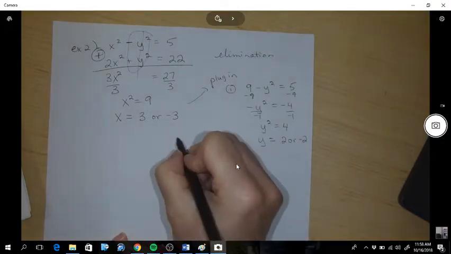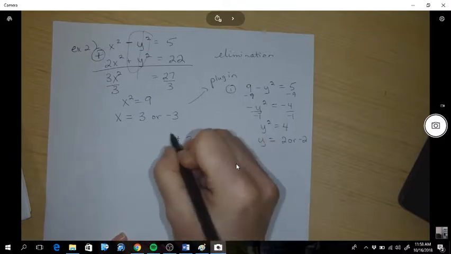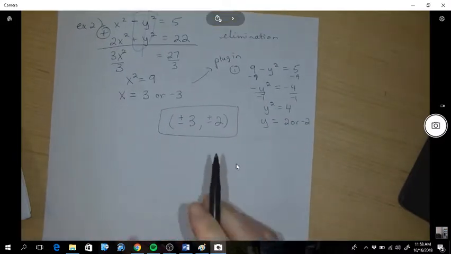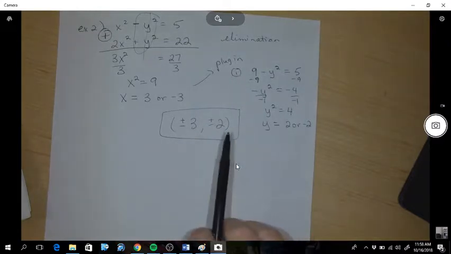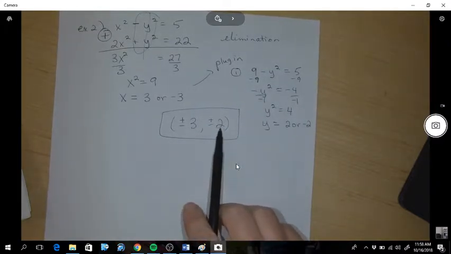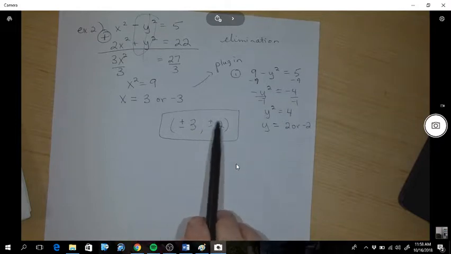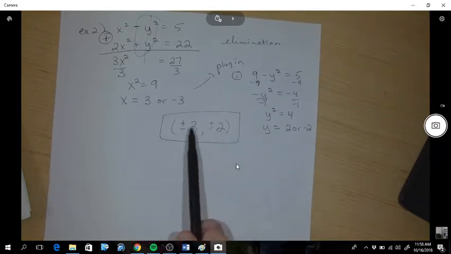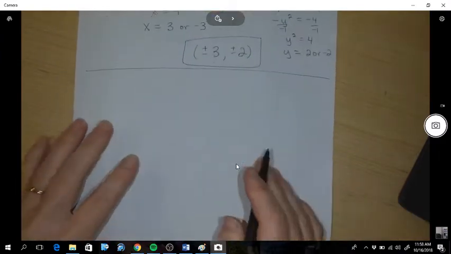Okay, so if I write these as an answer, I'm going to write it as an ordered pair like this, saying that x could have been ±3 and y ±2. So you actually could have 4 combinations. You could have a 3, 2, a 3, -2, a -3, 2, a -3, -2. Okay, next example.